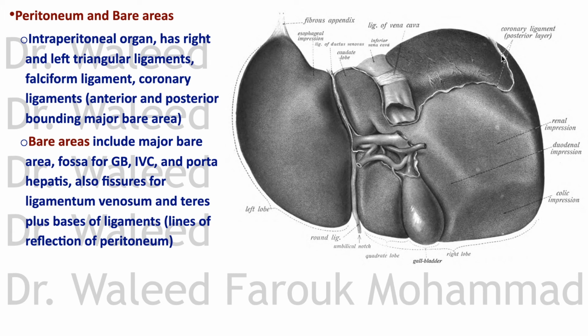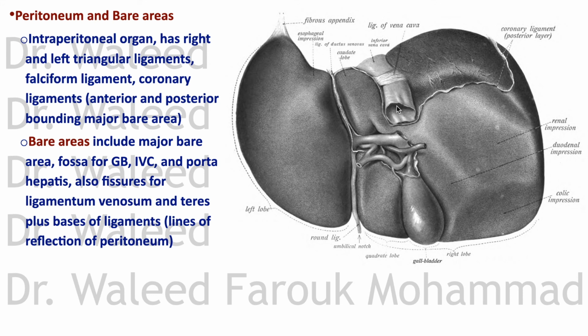Now, if you're asked about the bare areas of the liver, this is the major bare area. It lies between the anterior limb and posterior limb of the coronary ligament together, that meet on the right side at the right triangular ligament. This is the right triangular ligament. And this is the left triangular ligament, one of the peritoneal ligaments of the liver. We'll continue talking about the bare areas.